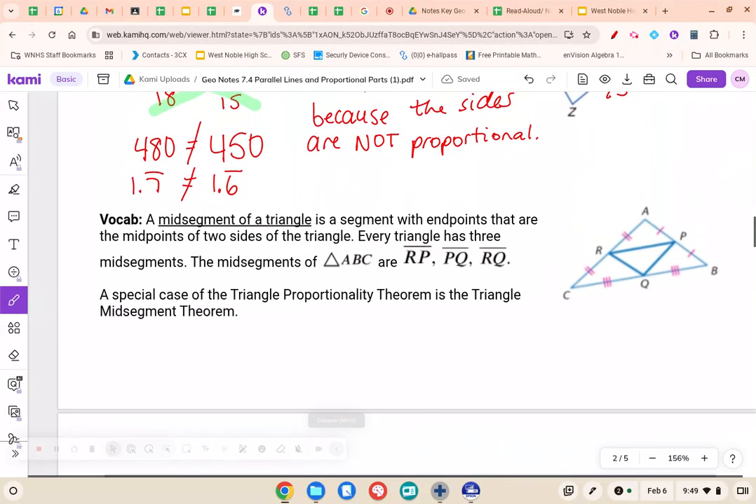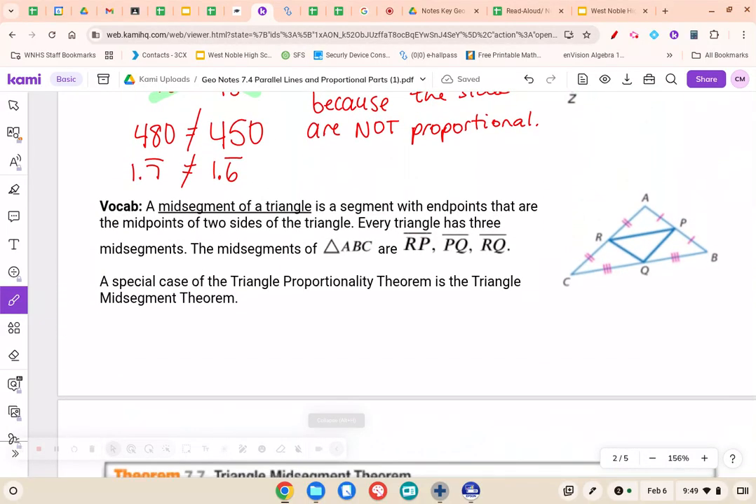Alright, so we're going to finish up with vocab here, which we're going to use at the start of our next lesson. A midsegment of a triangle is a segment with endpoints that are the midpoints of two sides of the triangle. Every triangle has 3 midsegments. The midsegments of ABC are segment RP, because it is formed by the midpoints of two sides. Segment PQ, same thing. And segment RQ.